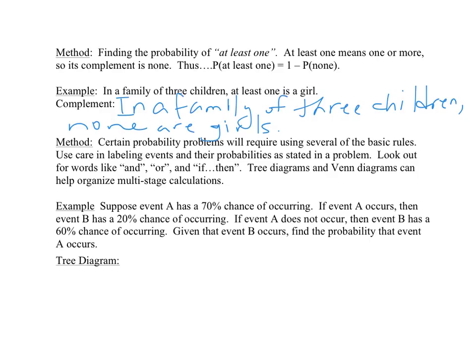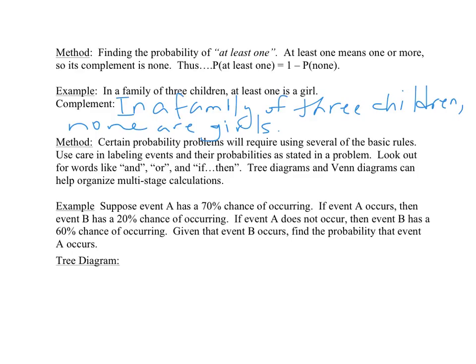So if I knew then that the chance of no girls is 1/8, the chance of at least one girl is very simply calculated out then as 7/8. Okay, now as we end this, certain probability problems are going to ask you to combine several of our basic rules. Please use care in labeling events and their probabilities as stated in a problem.